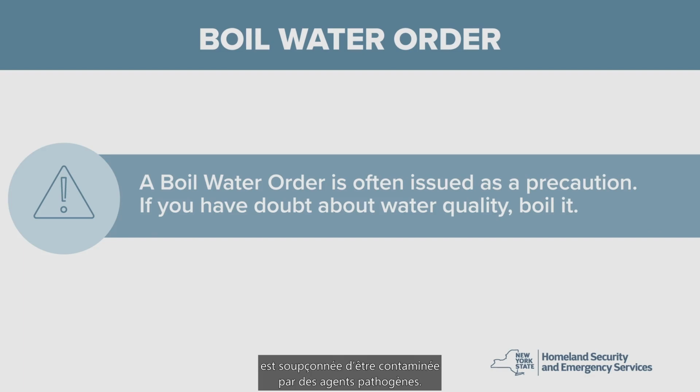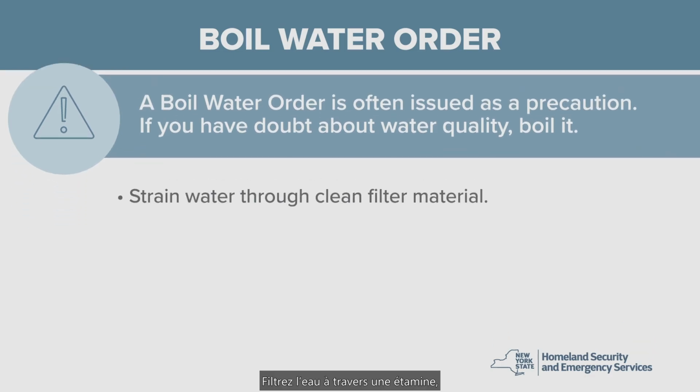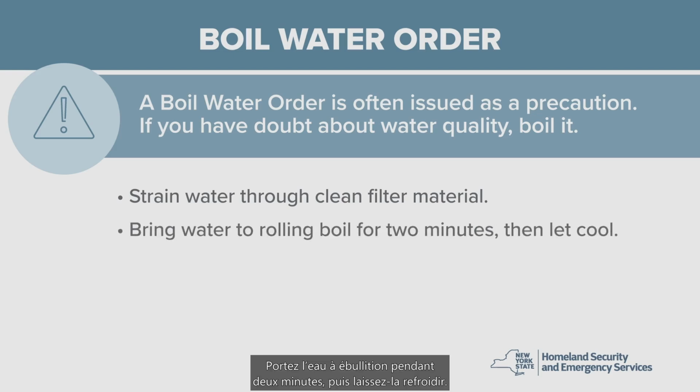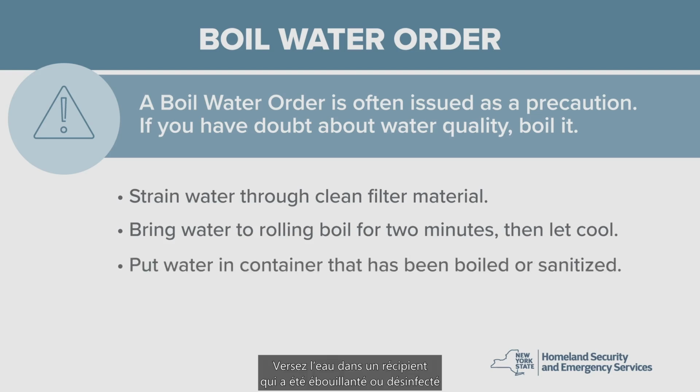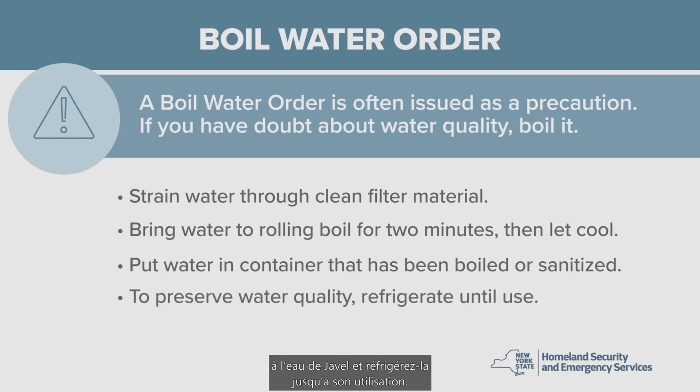A boil water order is often issued by local authorities as a precaution when drinking water is suspected to be contaminated by pathogens. If you have any doubt regarding the quality of your water, boil it using this method. Strain the water through a cheesecloth, coffee filter, or another clean filter material. Bring water to a rolling boil for 2 minutes, then let cool. Pour the water into a container that has been boiled or sanitized with chlorine bleach and refrigerate until use.